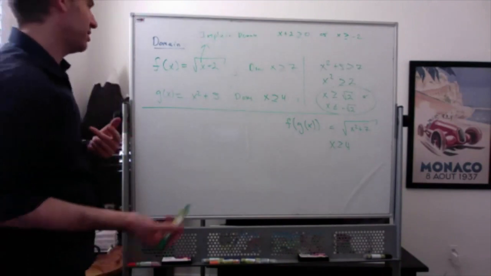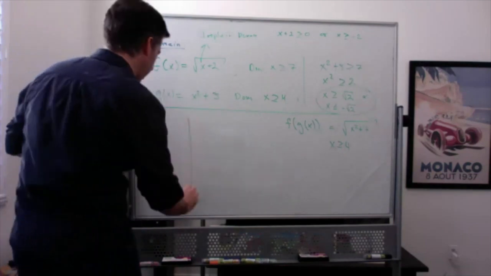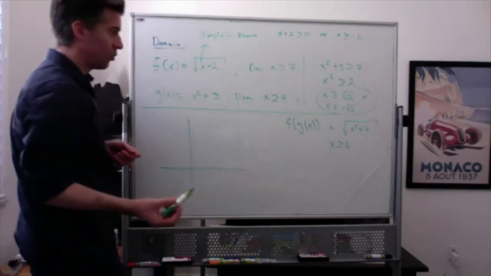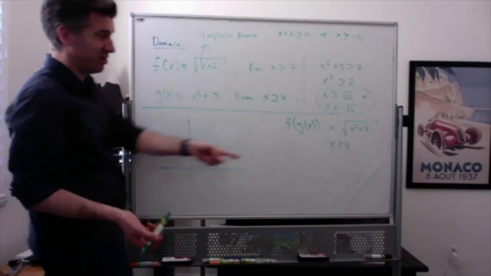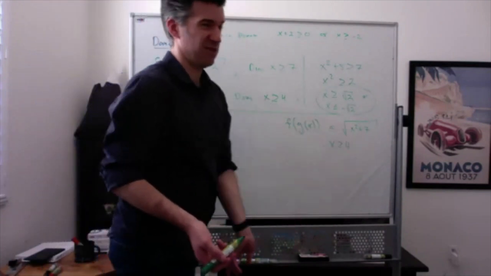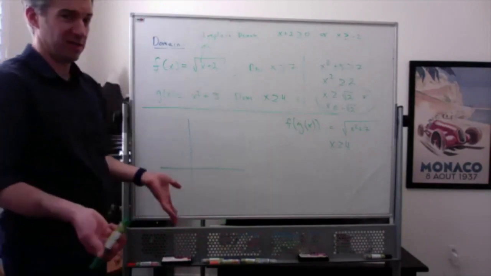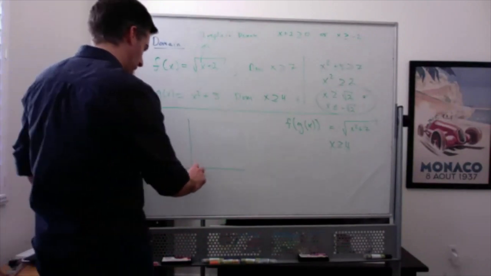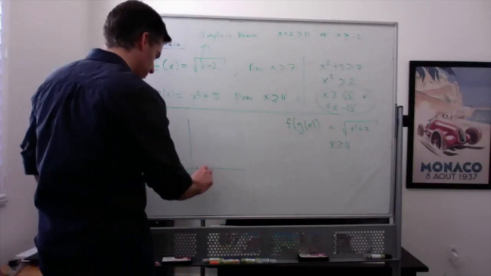The way to make sure, let me think about that for a second. So graphing this, I'm just going to start at 4. If I plug in 4, 4 squared is 16, 16 plus 7 is 23. Square root of 23 is a little bit less than 5. So I would probably do it like this.